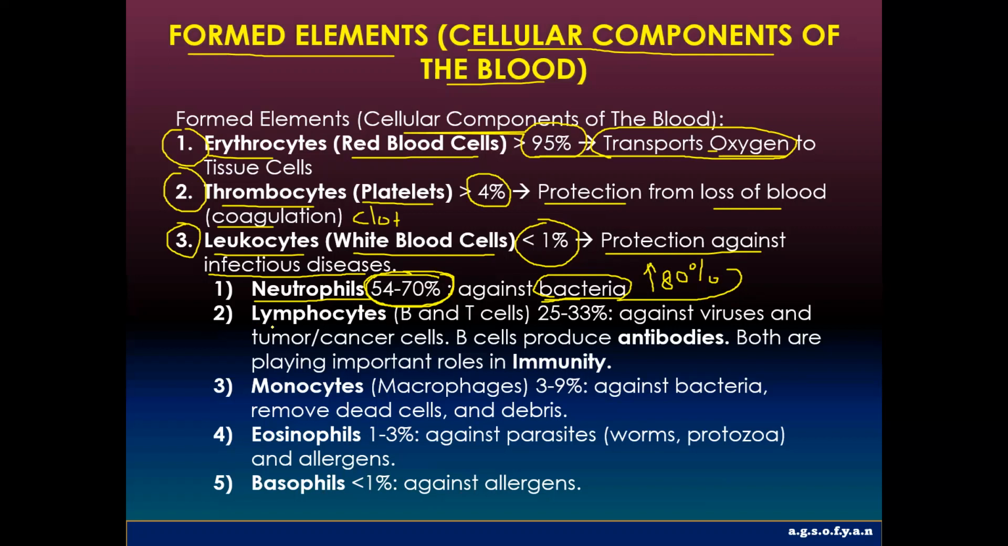The second type of leukocyte or white blood cell is called the lymphocyte. This is the second most abundant type of white blood cell. This lymphocyte actually has two types, which are B cell and T cell. The normal value is around 25 to 33% in our blood. And the main function is to fight against viruses, also kill or remove tumor or cancer cells, also remove some foreign molecules.